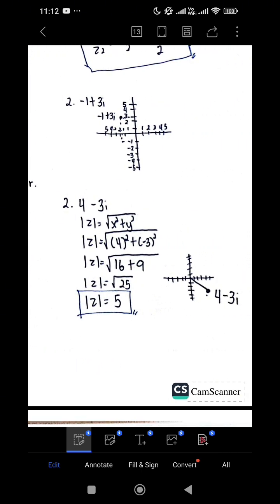Next given is number 2, 4 minus 3i. It's just the same. We substitute the values, making it |z| equals 4 squared plus negative 3 squared, which makes it square root of 16 plus 9. Then simply add, we get the square root of 25. Then in lowest terms, because of the square root, we get |z| equals 5. Then we just apply the given here on the plane.